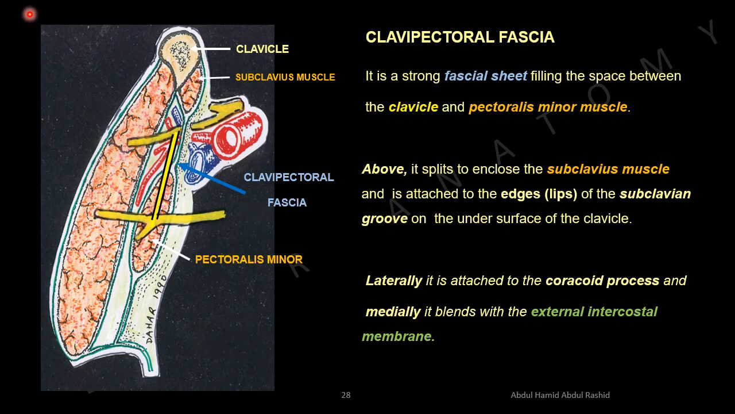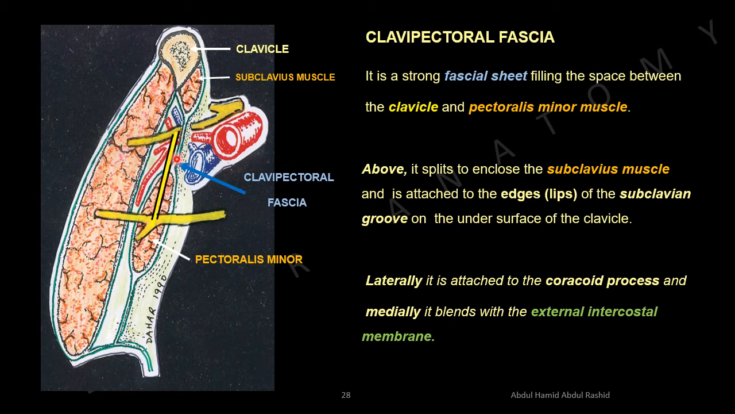Clavipectoral fascia. Look at the diagram first. This is the pectoralis major muscle. Deep to it is the pectoralis minor muscle. This is the clavicle. Below the clavicle is the subclavius muscle. The clavipectoral fascia is a strong fascial sheath filling the space between the clavicle and the pectoralis minor muscle. This is the clavipectoral fascia.